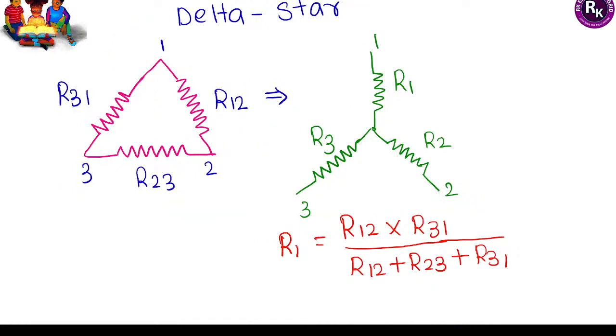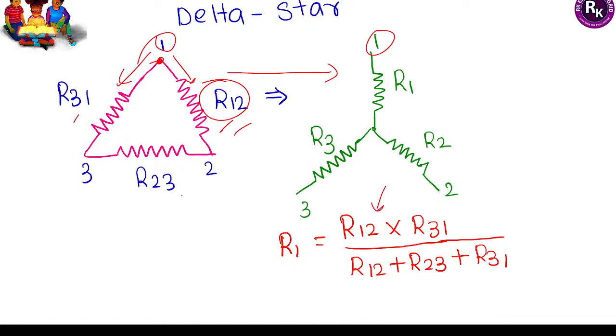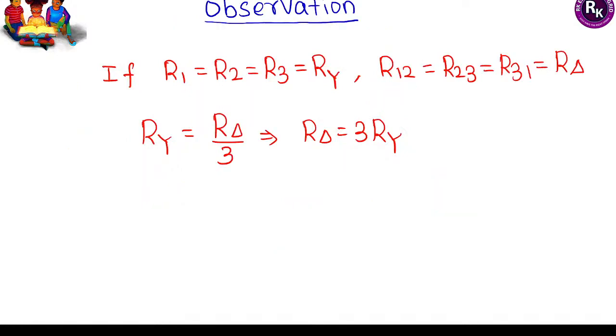Similarly, if I have a delta and I want the equivalent star, first draw the equivalent star. Now, this is node 1, the same node 1. In node 1, just observe the connected branches. Take those resistors and multiply them in the numerator. In the denominator, you add all the resistor values. Similarly, if you are calculating R2, how will you do that? Here, R2 equals R12 into R23, with the denominator being the addition of all the resistors. Similarly, R3: at node 3 we have two resistors, multiplication of these two, and the denominator is the total value. That's all. Next, observation.